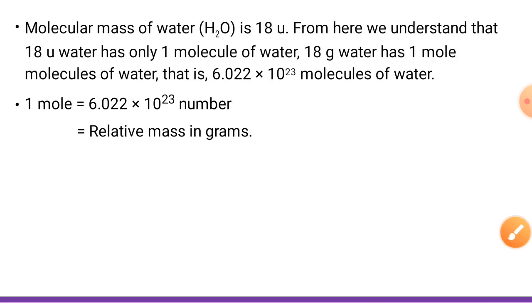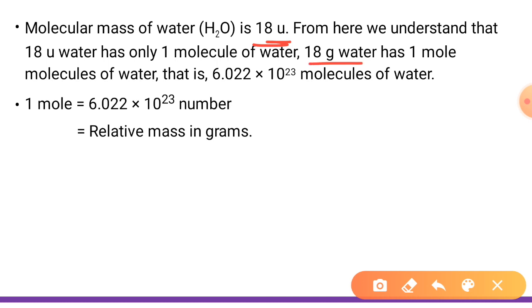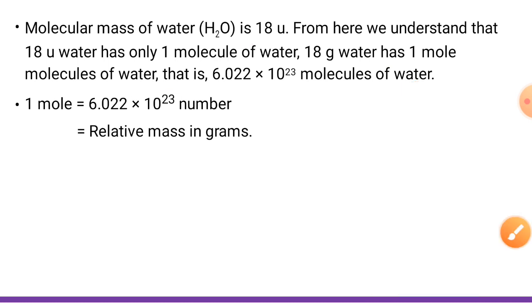Now let's have one more example. Here on your screen you can see we know how to calculate molecular mass. So the molecular mass of water is 18 u. Now from here we can understand that 18 u contains just one molecule of water, and 18 gram of water has 1 mole of molecules of water, which is equal to 6.022 × 10^23 molecules of water. Now let me summarize.